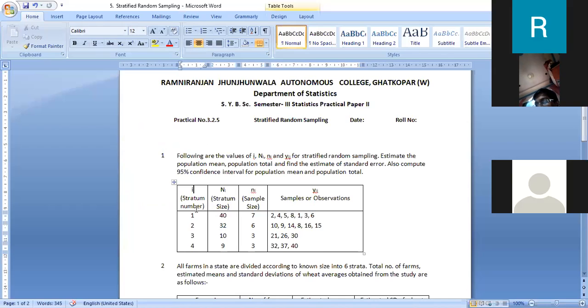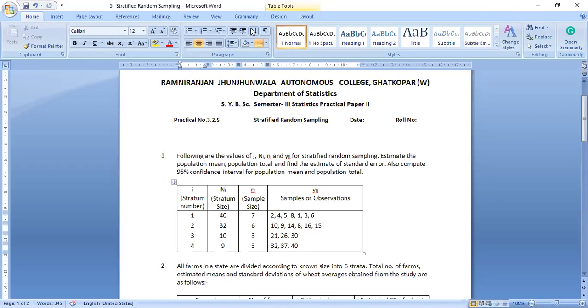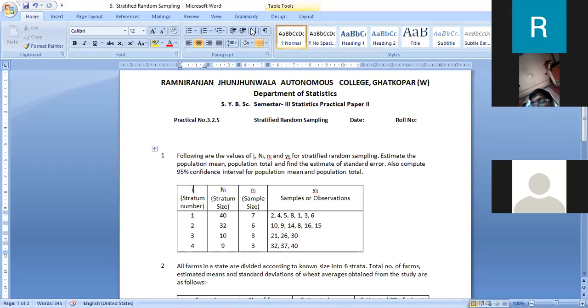We have given the names also. i is the stratum number, then stratum size, sample size, and we have the sample observations. So these data we have been given, and I have just pasted the same data on my other screen.